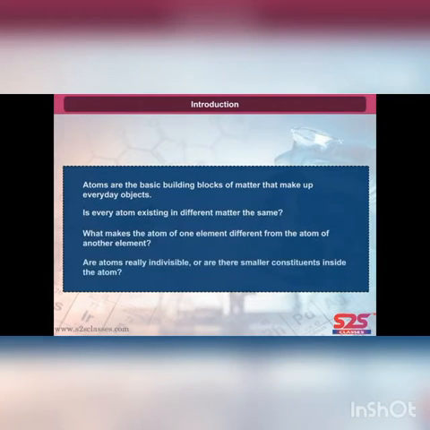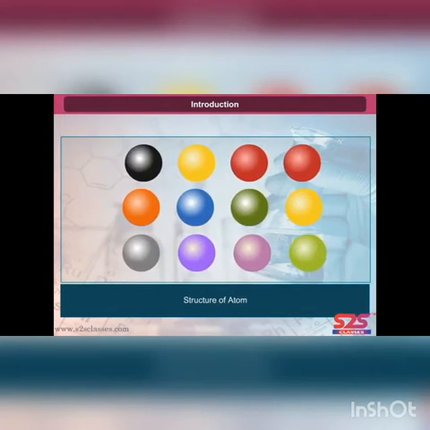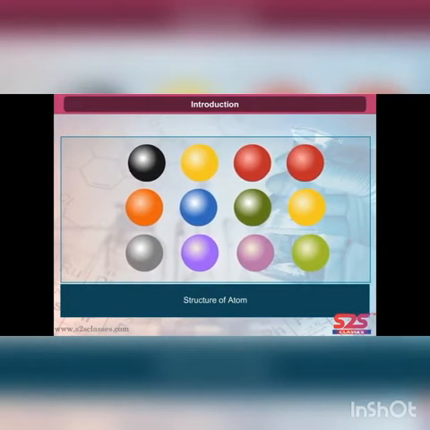Is every atom existing in different matter the same? What makes the atom of one element different from the atom of another element? Are atoms really indivisible, or are there smaller constituents inside the atom? Come, let us seek the answers of such questions in the module Structure of Atom.